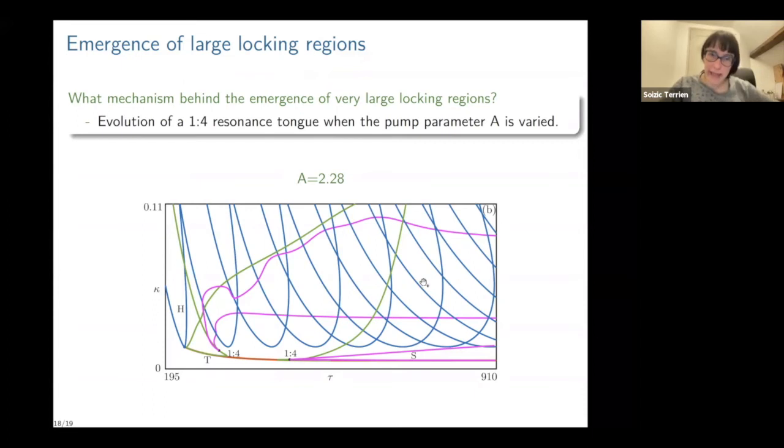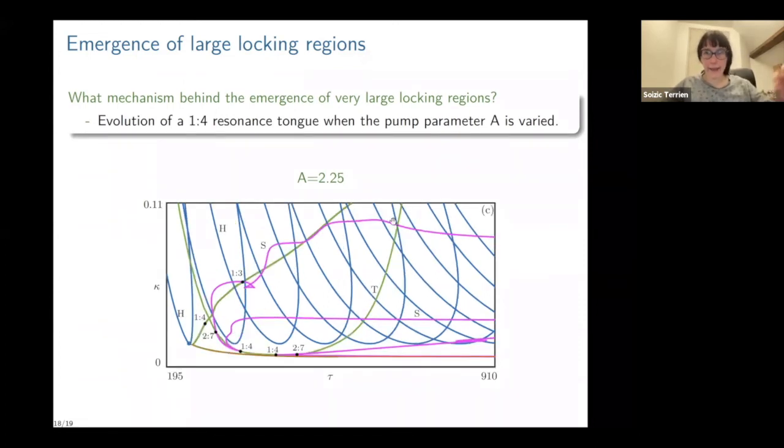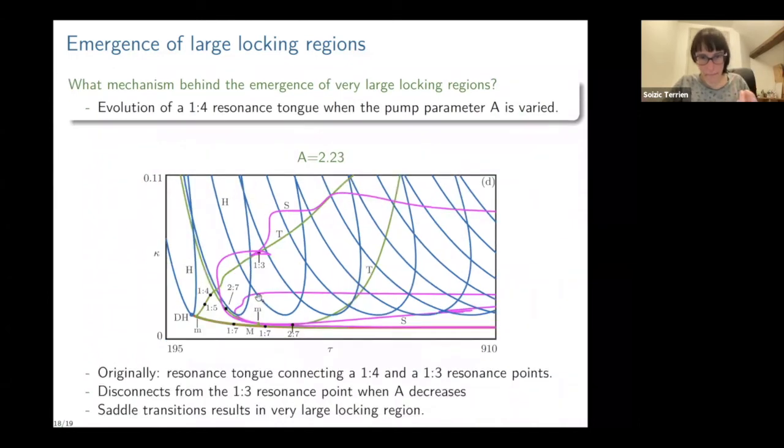And when we decrease A further, we see that here we have another 1,4 resonance tongue, which comes from another 1,4 resonance point along another torus bifurcation curve. And when we decrease A, this gets closer and closer. These two 1,4 resonance points come closer to each other. And finally, we undergo another saddle transition, which means that now this whole region of locking is only one.